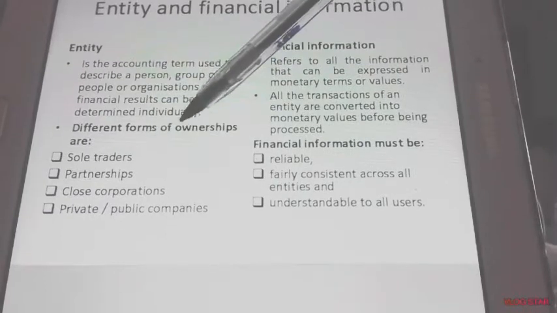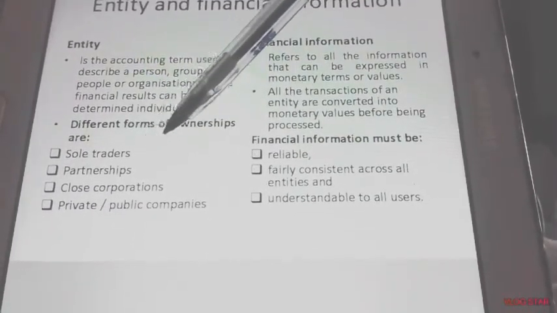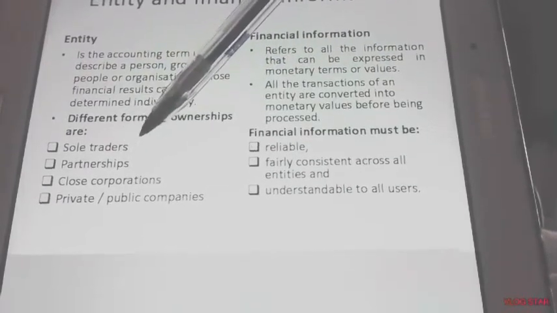We have different forms of entities, or different forms of ownership. For instance, we have sole traders. This is the kind of business that is owned by one person.